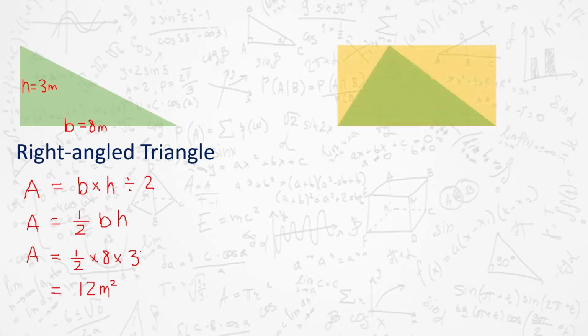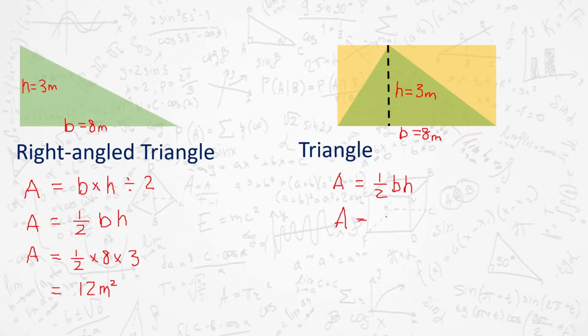For any triangle with a height of certain value, I can use the same formula: area equals half base times height. Therefore, again, if I use the same numbers, I will have area of this triangle equals half 8 times 3. So area equals also 12 meters squared. So this is our triangle.